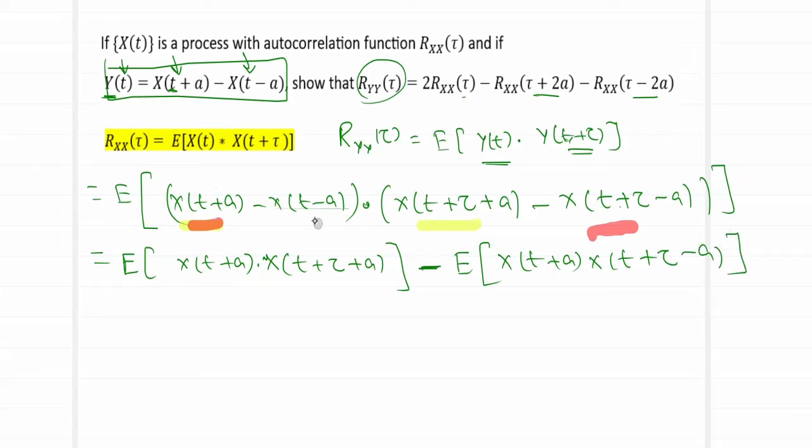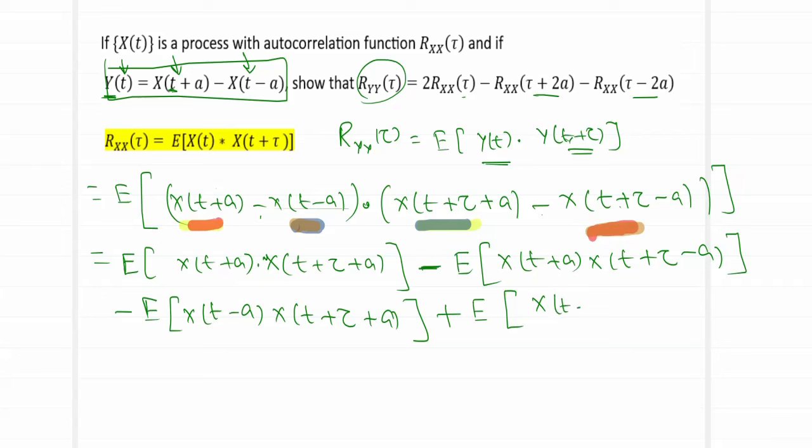Now I will take the second term with the first term. Since we have a minus sign here, you will have minus the expected value of x of t minus a, and this is going to be x of t plus tau plus a. And the last term is the second term with the second term: minus into minus makes it plus. Expected value of x of t minus a into x of t plus tau minus a. So we are done with the expressions of all the 4 quantities.